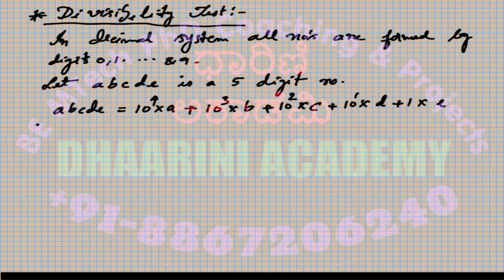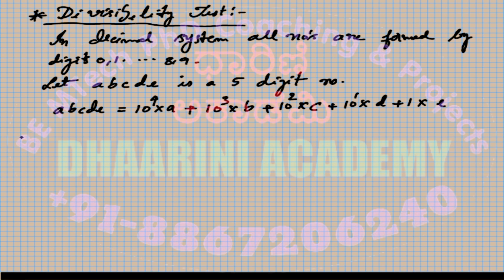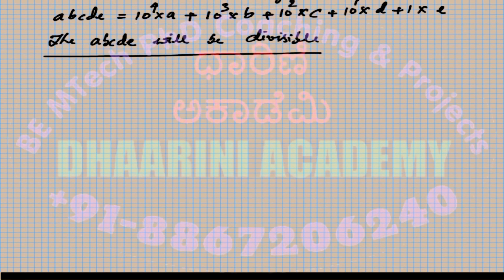Now, I want to check whether the 5-digit number ABCDE is divisible by 2, 4, 8, etc. I'm checking the conditions below this. So the first one is, is it divisible by 2?